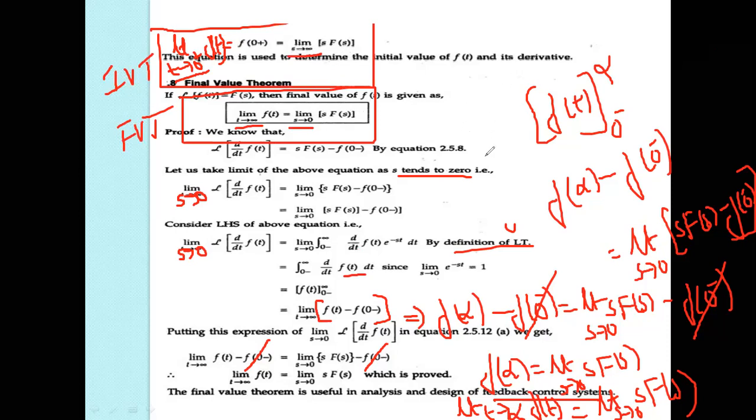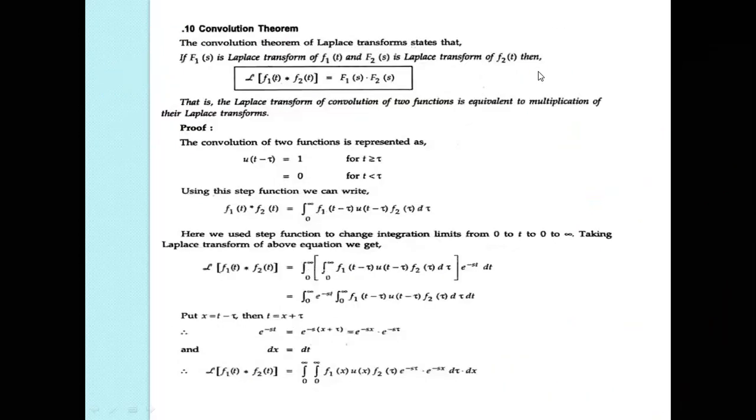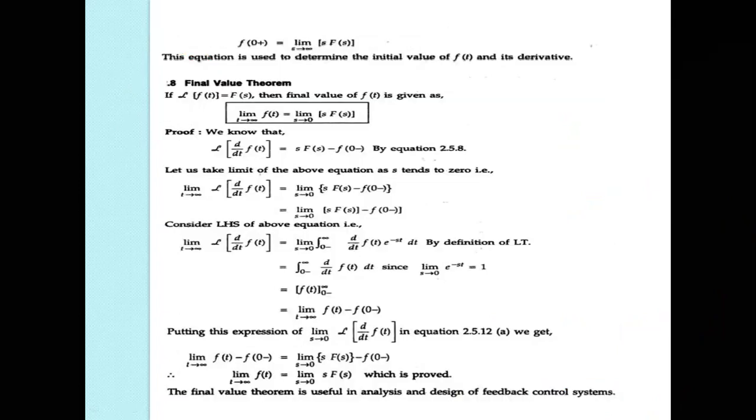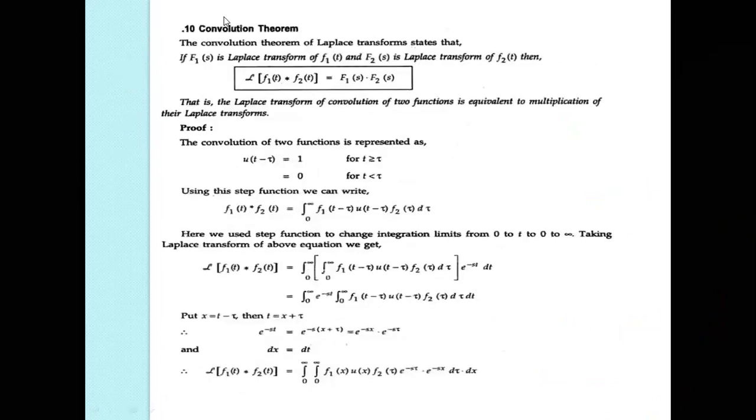And these two theorems, the initial value theorem and the final value theorem, we can prove using one of the properties, the differentiation theorem, for the unilateral Laplace transformation. Okay, don't use the bilateral Laplace transformation theorem. Understood. Now the last property here: 7, 8, 9, so it is the 9th property, my dear students, not the 10th.